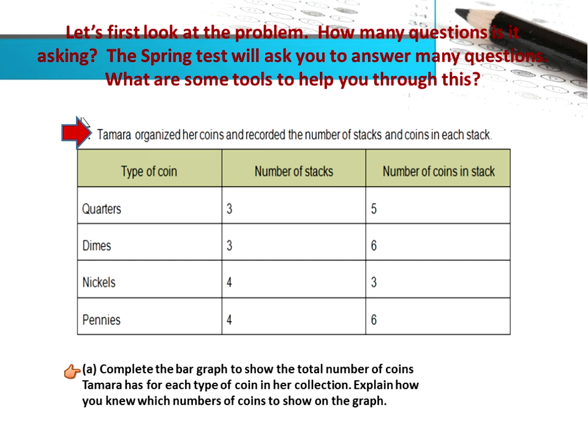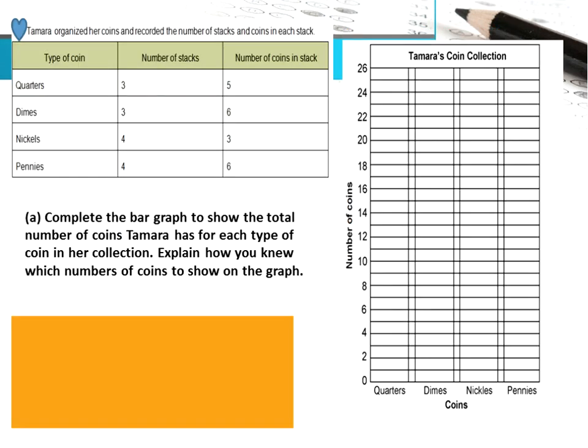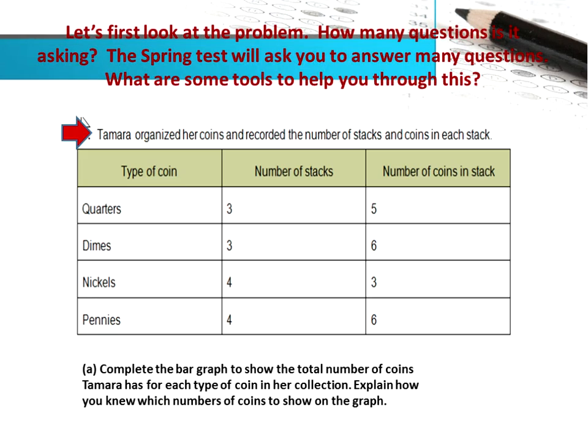Okay, it's not just complete the graph, right? It also says explain how you knew which numbers of coins to show on the graph. This is what I was saying: a lot of students whiz right through this. They see the graph, and they fill out the graph, right? And they don't say, explain how you knew. Okay? So this is one of those things that you really want to show them.